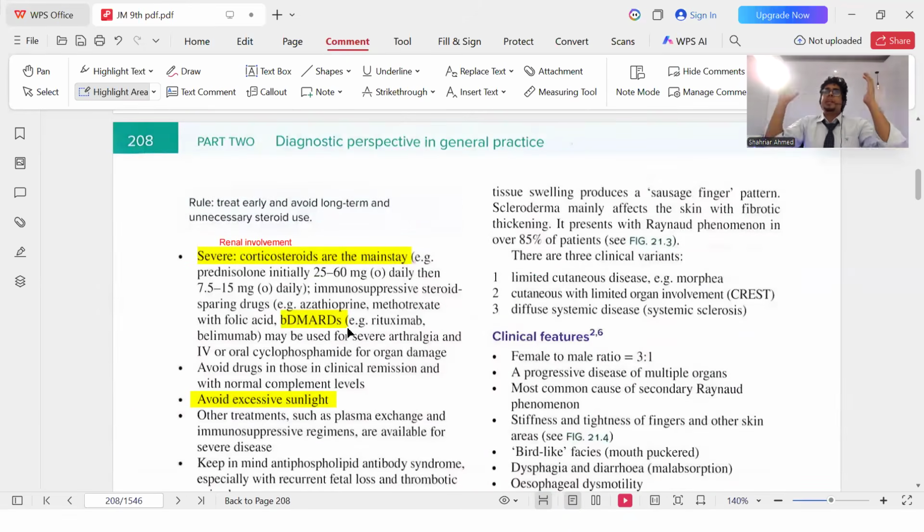Before leaving SLE, how it is given in MCQs: often a young female, hair loss, sensitivity to the sun, and recently arthritis. When you do the test, ANA is positive. That is how you will find SLE.